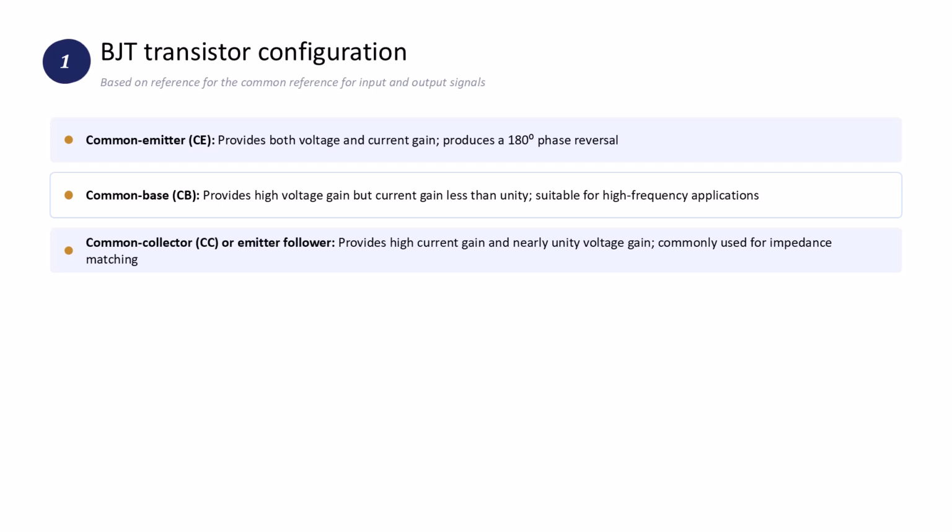and output signals. In the common-emitter or CE configuration, the amplifier provides both voltage gain and current gain and produces a 180-degree phase reversal between input and output. In the common base or CB configuration, the amplifier provides high voltage gain, but its current gain is less than unity, which makes it suitable for high frequency applications. In the common collector or CC configuration, also called an emitter follower, the amplifier provides high current gain and a voltage gain close to unity and is commonly used for impedance matching.